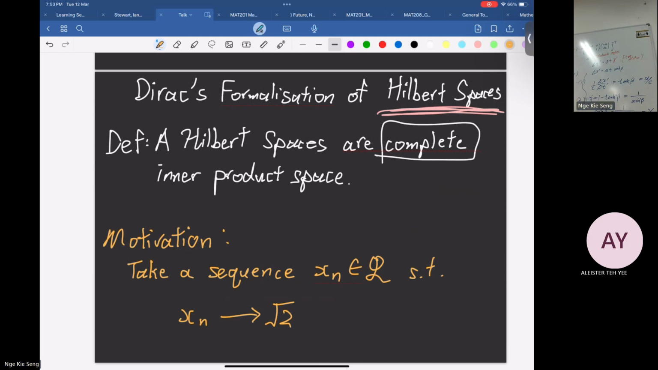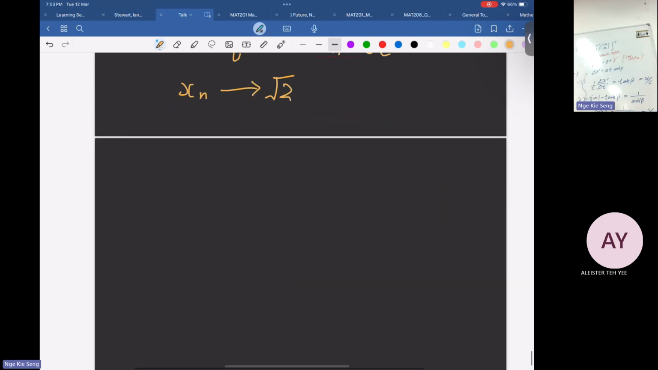I can find it inside my set. But this one is outside my set. So this kind of convergence, where you cannot find the limit inside the set, what do we call it? We call it a Cauchy sequence. Okay, so let me put this down. Kind of an important concept here. So this is what we call a Cauchy sequence.